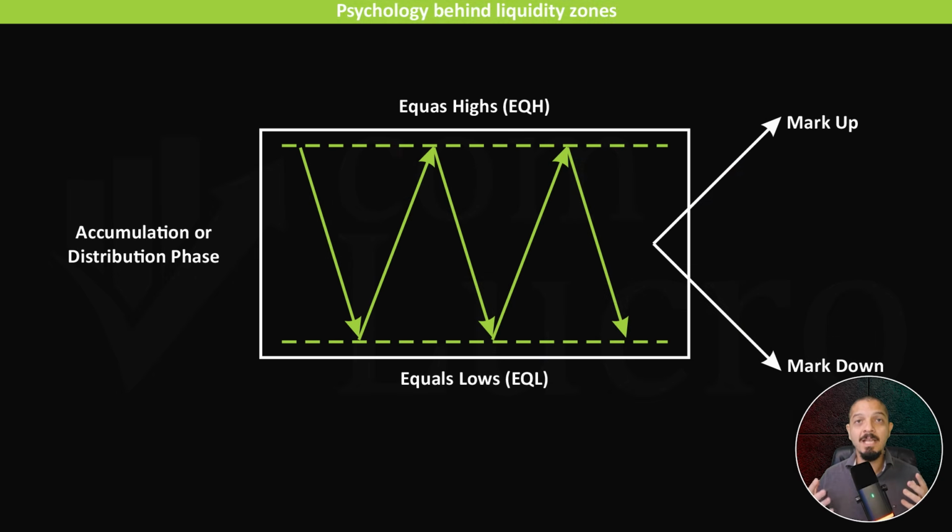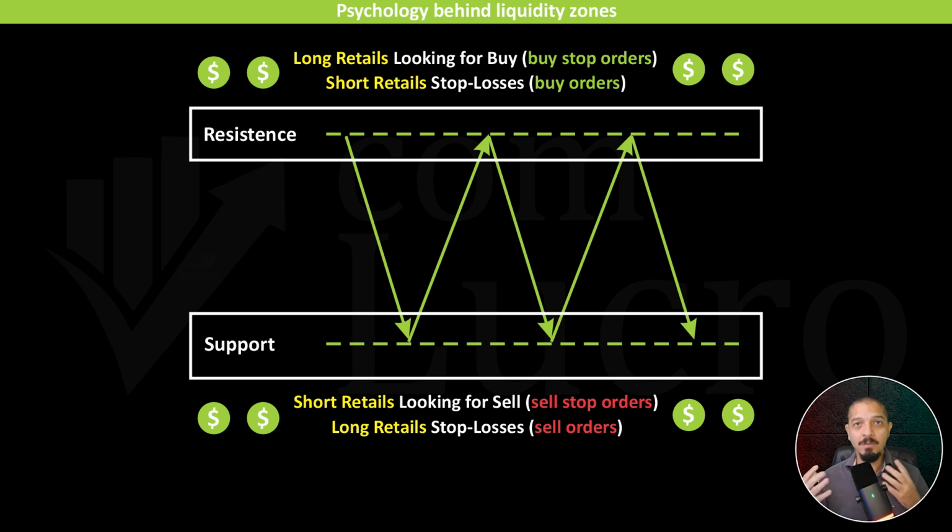To understand this behavior more deeply, let's explore the psychology behind liquidity zones. When price enters an accumulation or distribution phase, it often forms equal highs and equal lows before beginning the next major move, the markup or markdown phase. In these phases, we see a support level at the bottom and a resistance level at the top. Retail traders typically look to buy when the price reaches the support level, placing their stop losses just below it. This creates a substantial liquidity pool beneath the support level, consisting of the stop losses of these buyers ready to be triggered by the market.